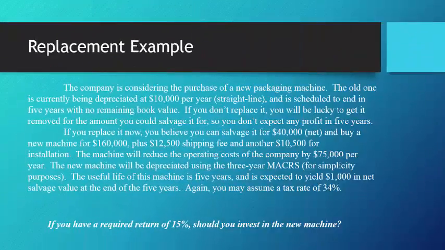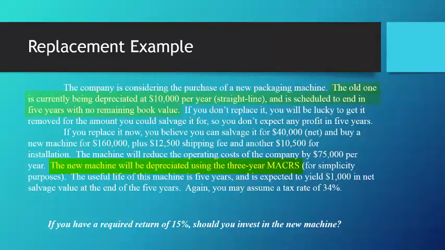Which of these actually help us figure out what the incremental operating earnings are going to be? Well, the $75,000 does, because it says the machine will reduce the operating costs of the company by $75,000 per year. That means that the operating earnings will shift by $75,000, but that doesn't include any of the depreciation. So we have to look at the new depreciation, which is Modified Accelerated Cost Recovery System, the MACRS system, and it's a 3-year asset that we're going to be depreciating. But we're not just looking at the new one, we're looking at the incremental depreciation.